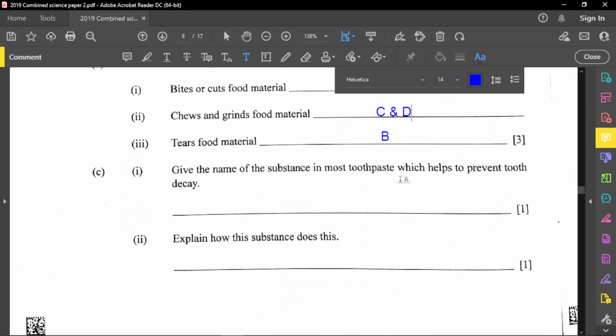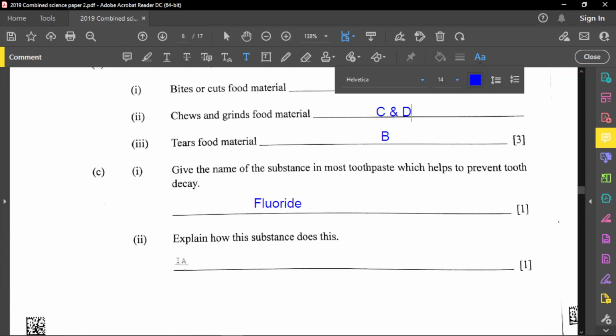All right. Now it says give the name of the substance in most toothpaste which helps to prevent tooth decay, and that is fluoride, or fluorine. So this is fluoride. Fluoride is the name of that substance within toothpaste that will help to prevent tooth decay. And here it says explain how this substance does this. What it does is strengthen or harden the enamel.